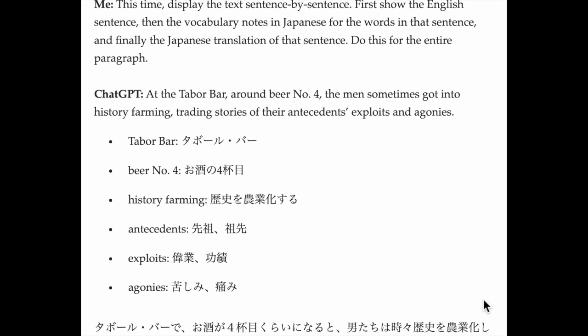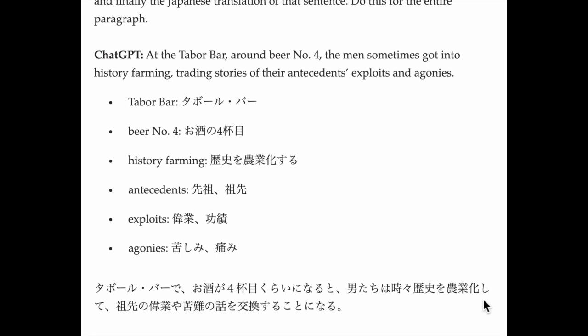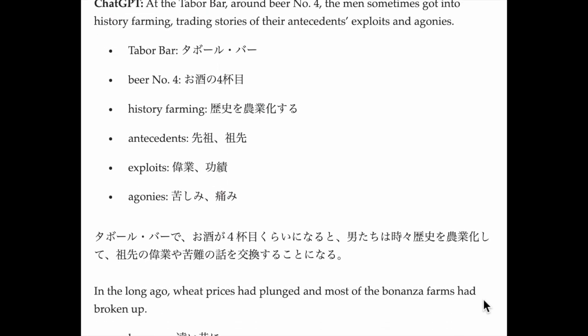We get more vocabulary notes in this case. Some, for example translating the name of the bar, are not really meaningful, since it's just a phonetic rendering in Japanese. Also, beer is translated as alcoholic beverage, which is not quite correct. But history farming, if we go back and read the context, is translated in Japanese as Rekishi o Nogyo Kasuru, which is probably close enough. Maybe not perfect, but it's still pretty good.